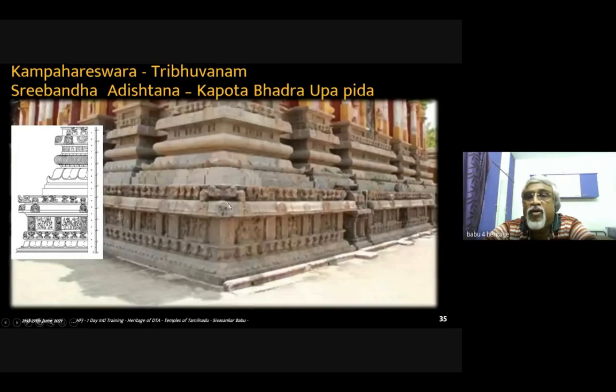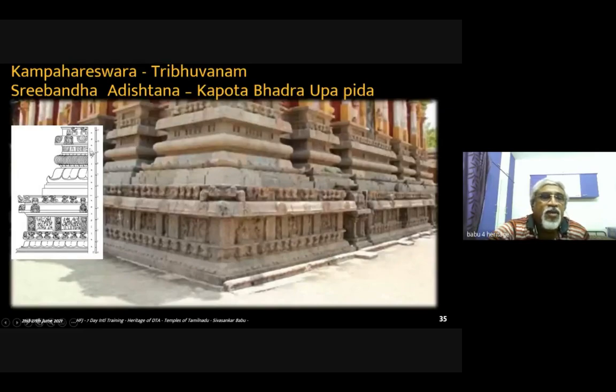We have the Kapota Bhadra Upapidam, same thing. The Kapota is the prime feature, so that is called Kapota Bhadra. So if only the Prati is there, then it is called the Pratibhadra Upapidam. And if you have a Prati, it is called a Pratibhadram. Otherwise, if a Kapotam is present, it is called Kapotabhadra Upapidam.